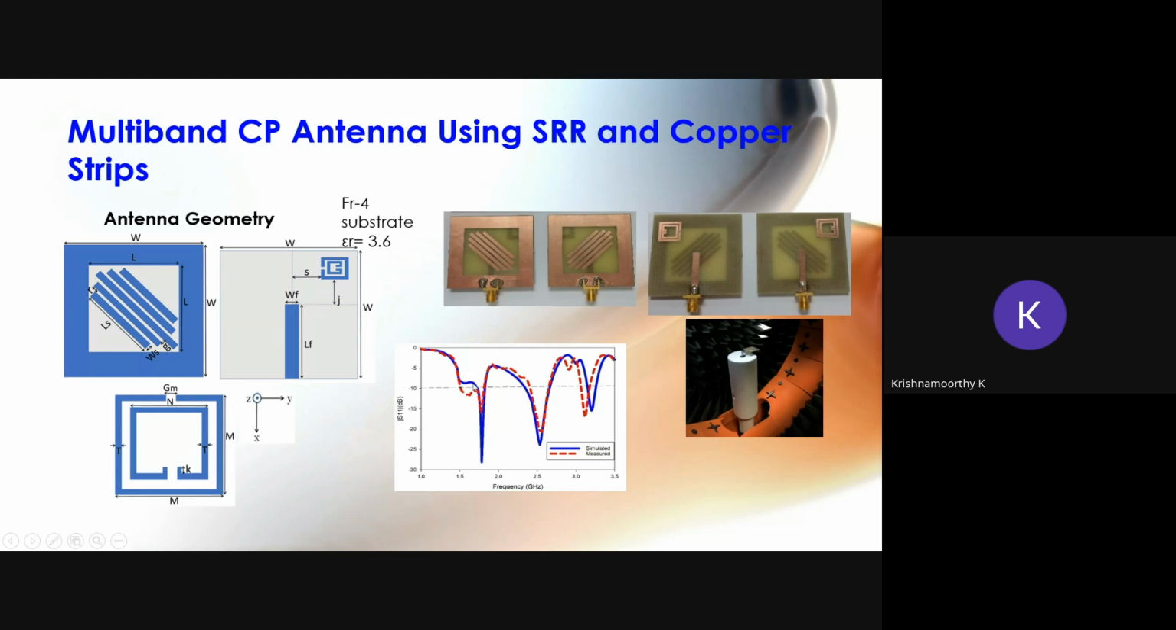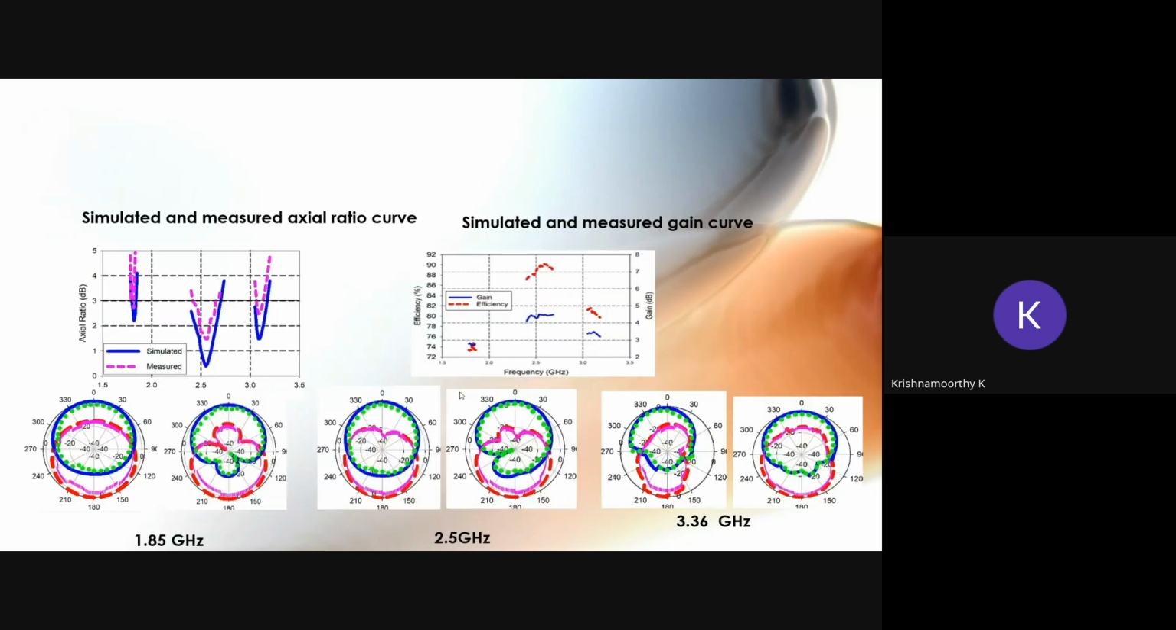One band is coming from the slot, the other band is coming from the strips, and the third band is coming from the split ring. All of these are excited using the feed. Then we can get the triple band. In this triple band, in some of the bands we can get the circular polarization, and in some of the bands we can get the linear polarization. So all these configurations we can achieve here.